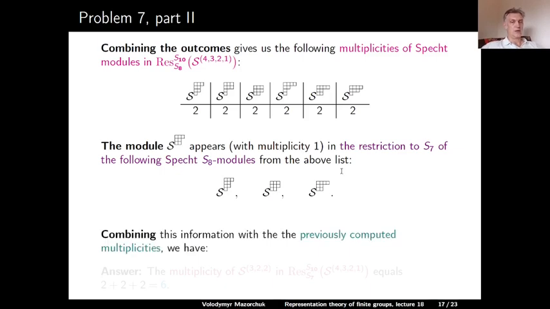So if we combine all this information together, we get that the multiplicity of S(3,2,2) in the restriction from S10 to S7 of S(4,3,2,1) is 2 plus 2 plus 2, which is equal to 6.